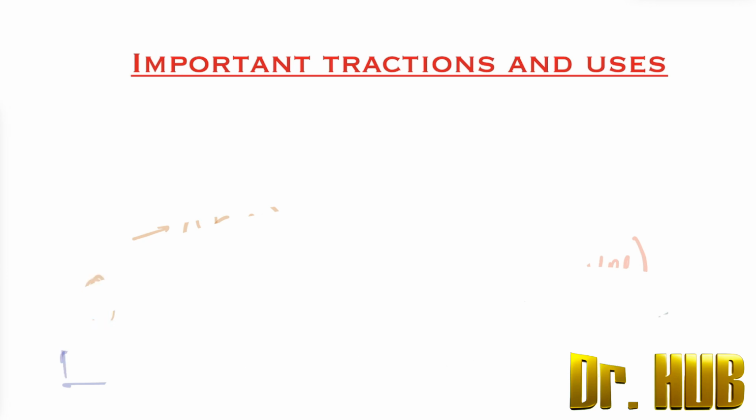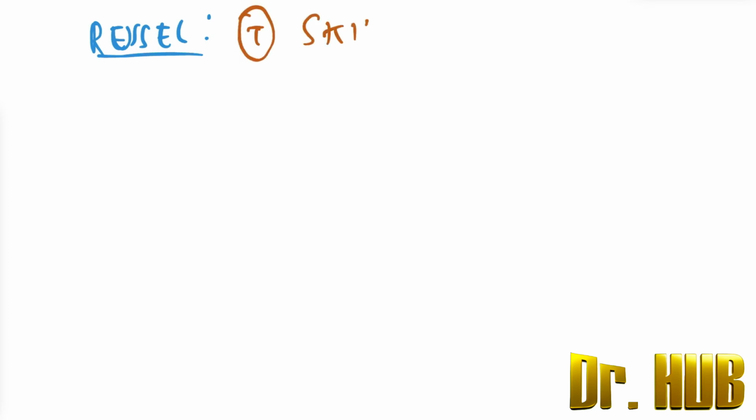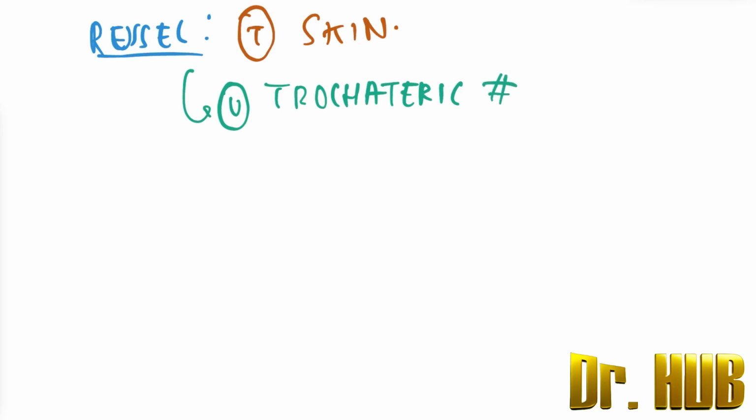Then we move on to the Russell traction. In terms of Russell traction, what is the type? The type is a skin traction, and the use is in terms of the trochanteric fractures.